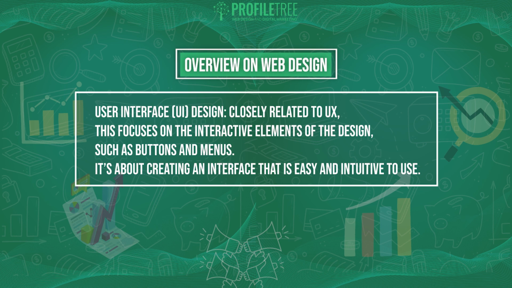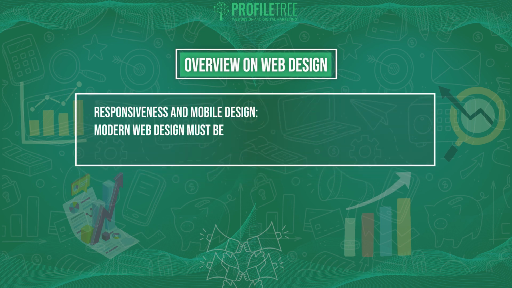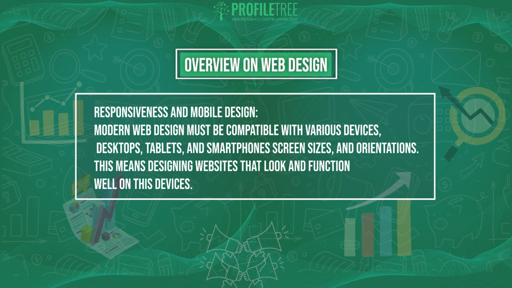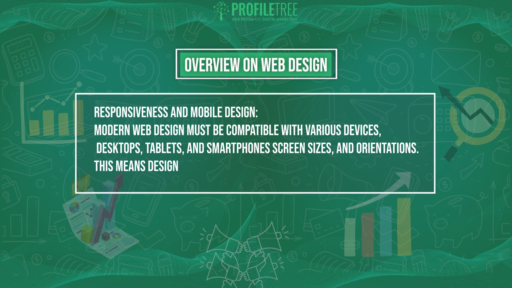Now, as mentioned before, we talked about the different compatibilities. So this is your responsiveness and mobile design. Modern web design must be compatible with various devices. So that's desktop, tablet, and mobile. You do have various different screen sizes and orientations. This means designing websites that look and function well on these devices.